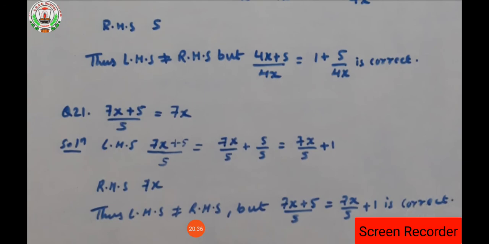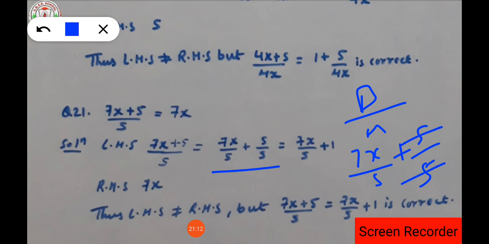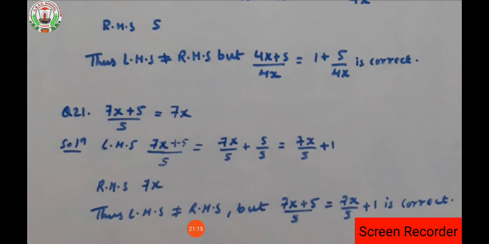It is said that 7x plus 5 upon 5 is equals to 7x, isn't it? So LHS, again it is a binomial term in the numerator and a monomial term in the denominator. It can be easily separated. That is 7x upon 5 plus 5 upon 5. So here 7x upon 5 will remain as it is, plus 5 upon 5 will get cancelled. So what is the answer we are getting here? The answer will be 7x upon 5 plus 1.